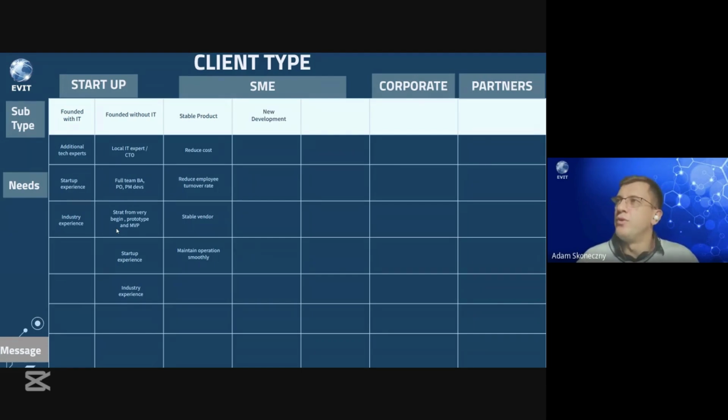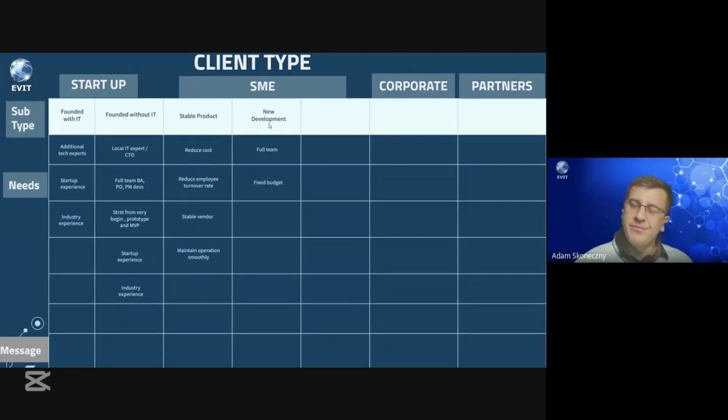Let me move to SME with new development. This is a company which, like this one, already has some product, but decides to bring something new to the market, and will start a new product from scratch. Very often they want to outsource this whole project, probably in the form of project-based work. To do so, they will need a full team. They will need a fixed budget. And this is extremely important, guys.